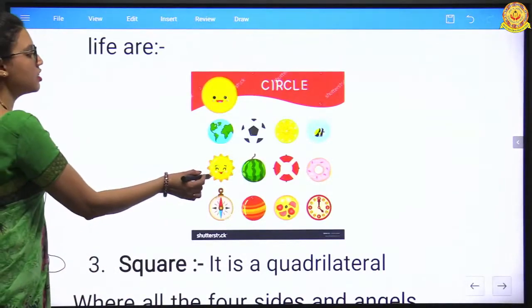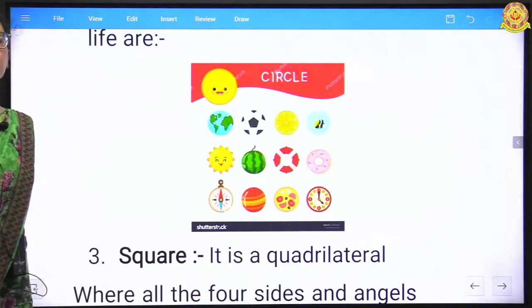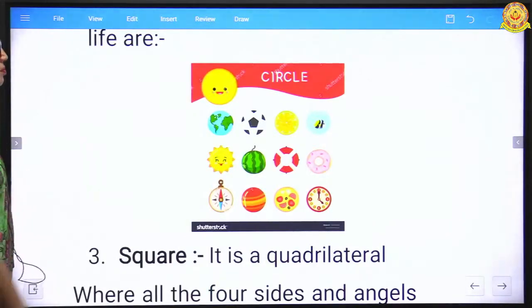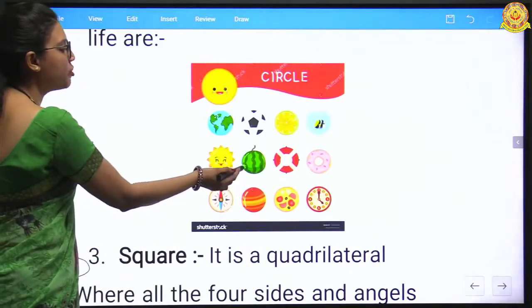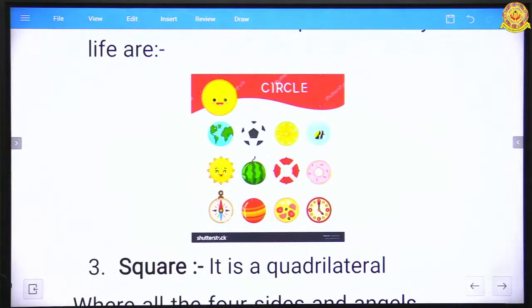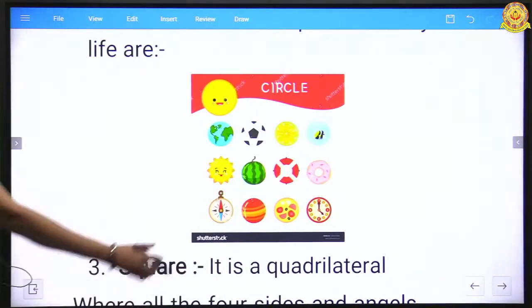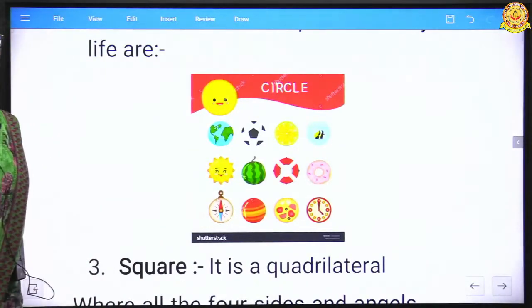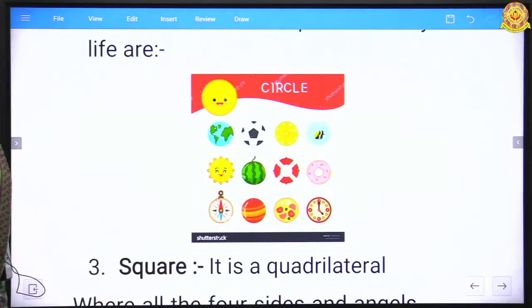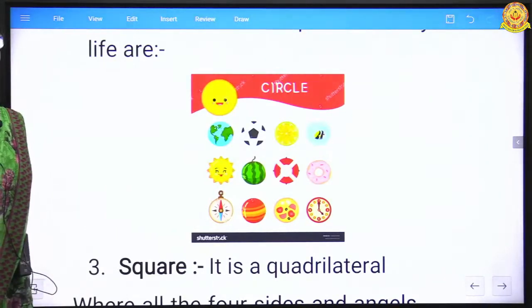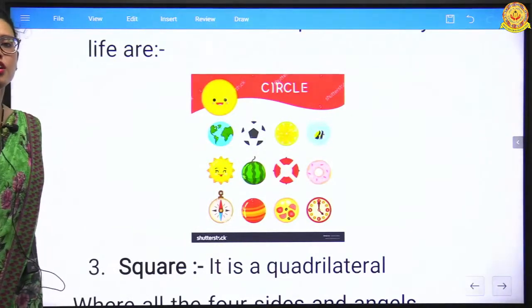Next is sun. Sun and moon. The full moon and sun are also looking like a circle. A watermelon is also sometimes like a circle. Water tube, donuts, stopwatch, our planets, our plate and our globe. These are some examples of circle shape. These all are in a circle shape. So you have seen so many circle shapes in your daily life.